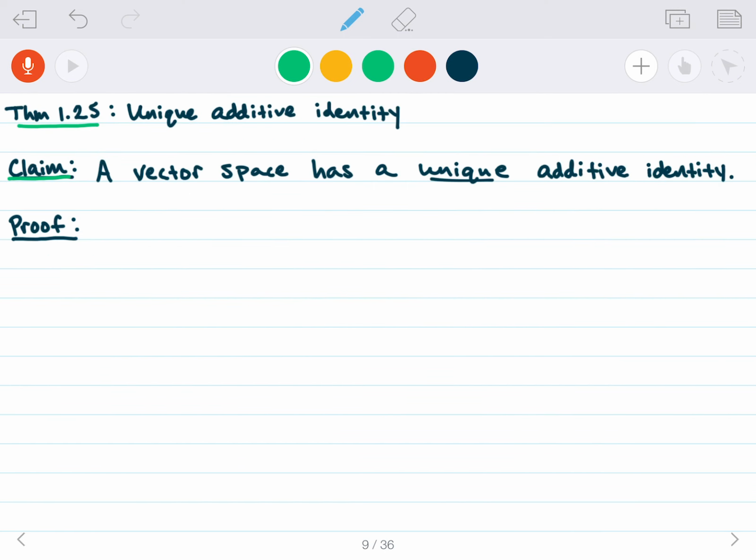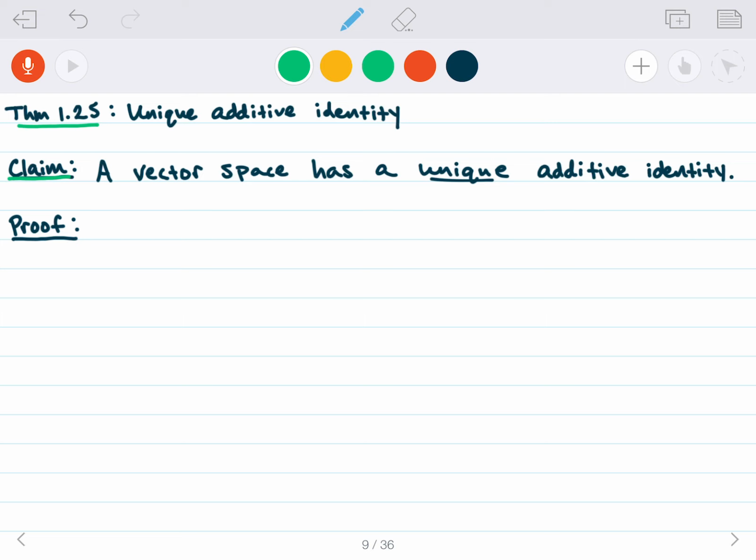Okay, so this is theorem 1.25 in the book, unique additive identity, and it says that every vector space has a unique additive identity, so there's only one of them. To think of a simple example, you can think of the real numbers being a vector space over the real numbers. So scalars are real, vectors are also real numbers. The only additive identity is the number 0. There's no other number that, when you add it to itself, you get the same number back. It's only 0. So we're going to prove this in general.